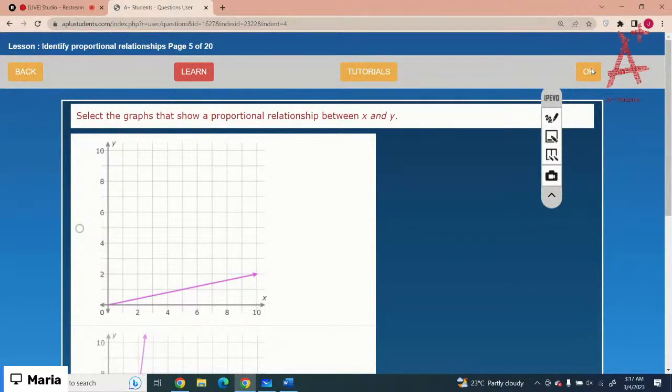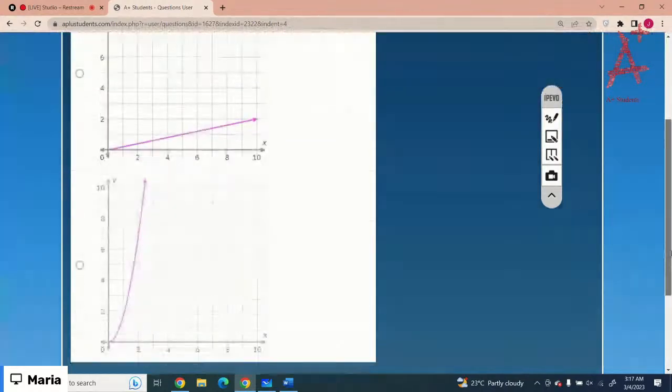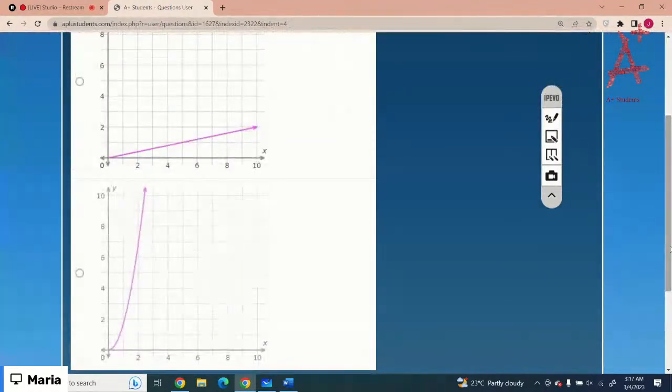Select a graph that shows a proportional relationship between x and y. So which is the correct option? Option 1 or option 2? Option number 1 is the correct option. Got it?